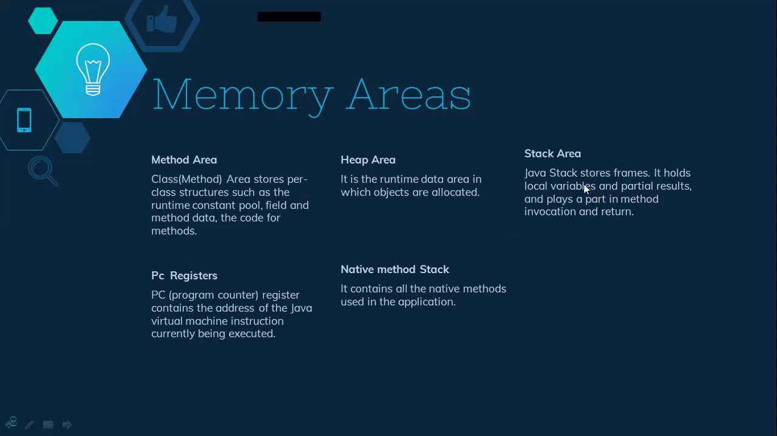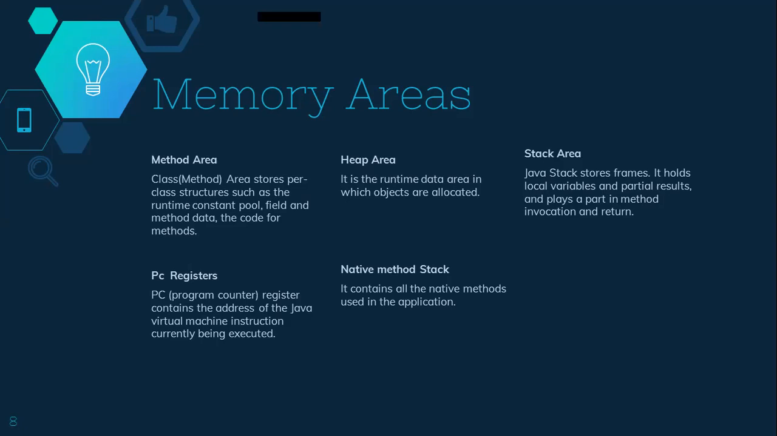A new frame is created each time a method is invoked. Whenever a method is invoked, a new frame is created, and a frame is destroyed when its method invocation completes. So the stack area is responsible for method invocation, and each time a method invocation is done, a new frame is created, and the frame is destroyed when the invocation completes.